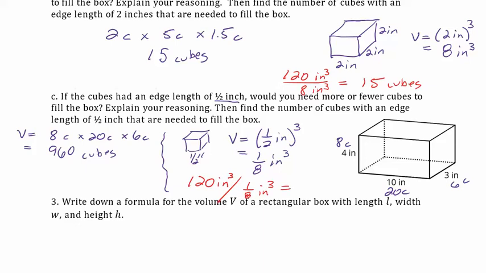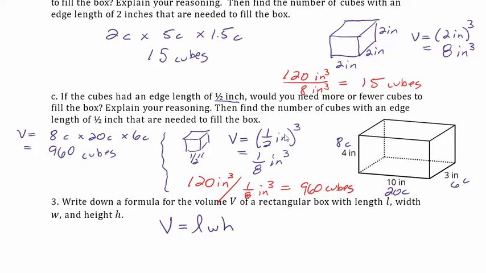Alright, so 120 divided by 1/8 is the same as 120 times 8, which would give you 960 cubes. Alright. Number 3, write down a formula for the volume of a rectangular box with length L, width W, and height H. So to find the volume, we're simply going to take length times width times height.